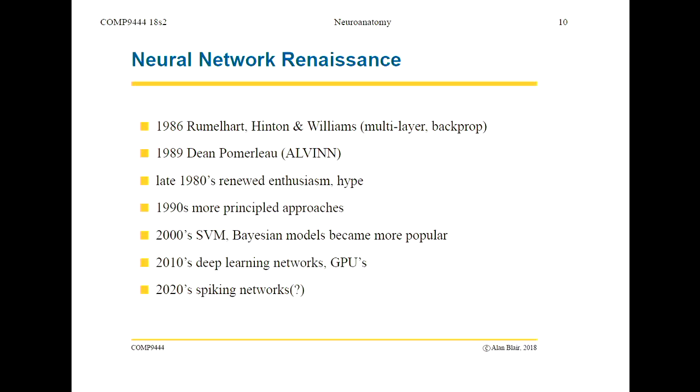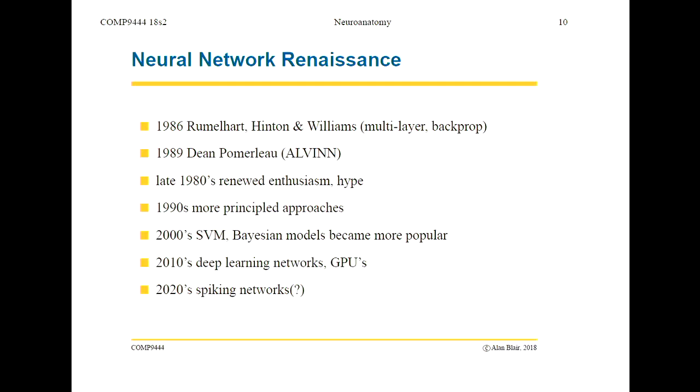In the late 80s, you had some important applications of neural networks, including early work in autonomous driving. So Dean Pomerleau's group in Pittsburgh had some autonomous driving going as early as 1989. ALVINN stood for Autonomous Land Vehicle In a Neural Network.